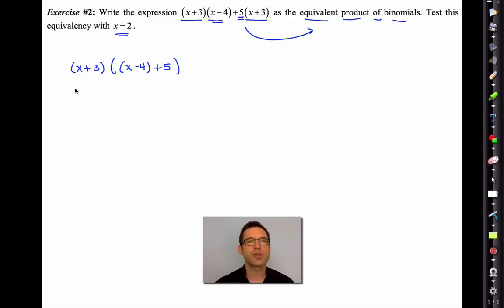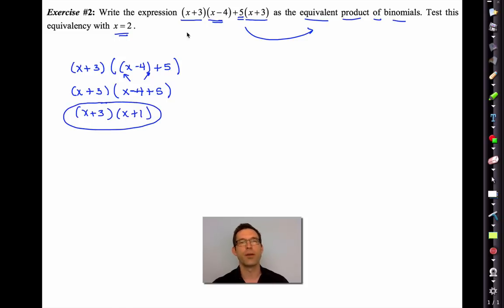Now again, there's no subtraction going on here. Well, I guess it's x minus 4. But these parentheses, again, are doing nothing, so I can remove them, right? They're not telling me to distribute anything. Let me put a little subtraction sign there. So now negative 4 and positive 5 give me x plus 1. So hopefully you got x plus 3 times x plus 1.